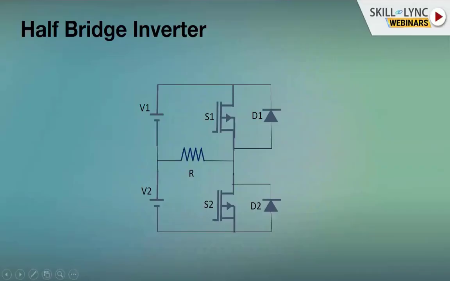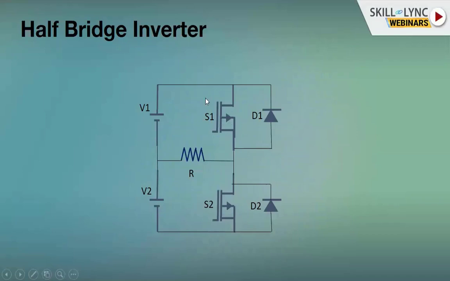We would see one specific inverter in detail, the operation of it, so that you will understand how the inverter converts a DC to an AC. The circuit shown here is a half bridge inverter circuit, which has two DC sources, V1 and V2. Both V1 and V2 have the same voltage value V.